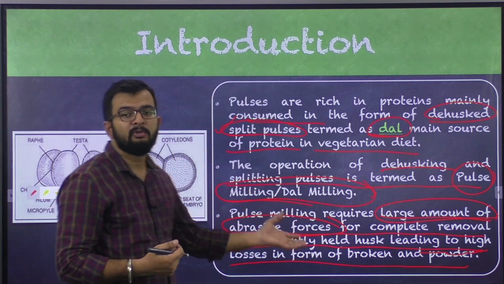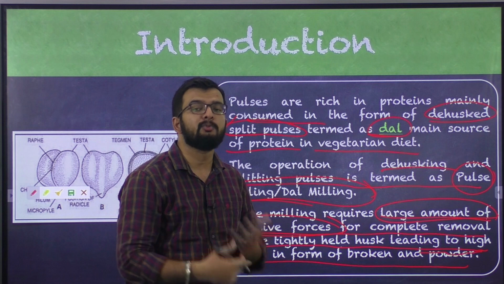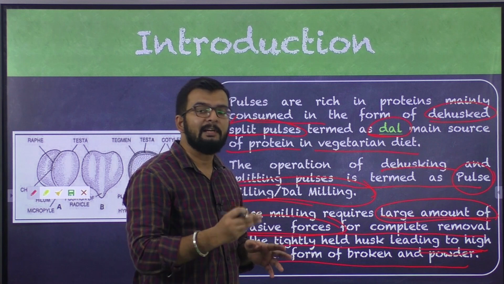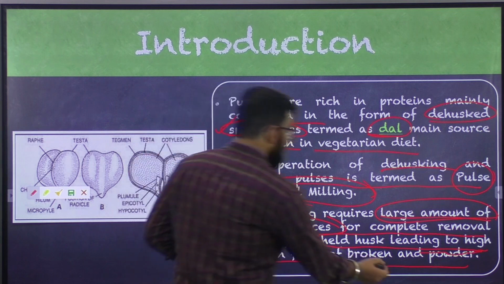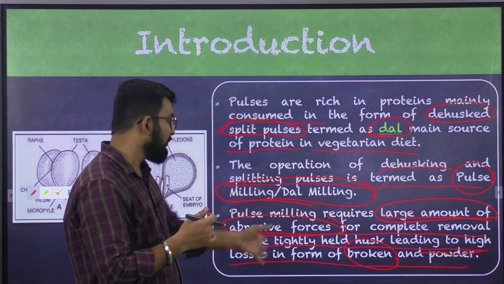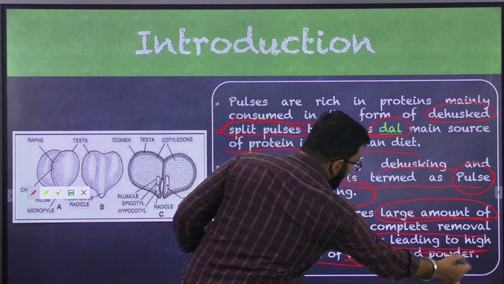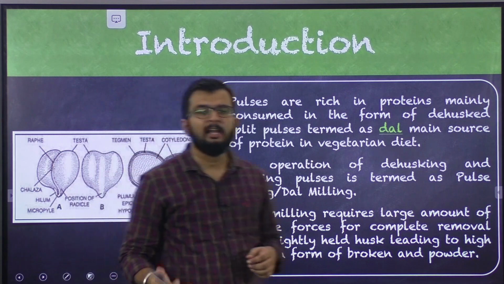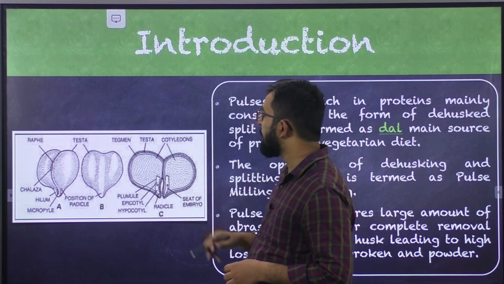When we apply more force on your pulse grain, the cotyledon also gets broken. It will split, but the individual cotyledon also gets broken into parts, or sometimes powder is formed. So due to high adhesive forces between the husk and the cotyledon, we require large forces, which in turn leads to high losses in the form of broken and powder. The main purpose is removing the hull and splitting the cotyledons into two portions.